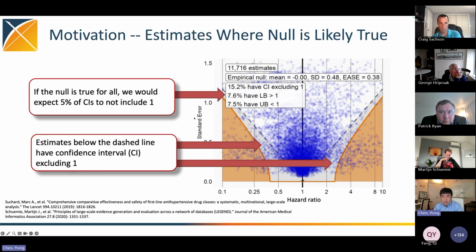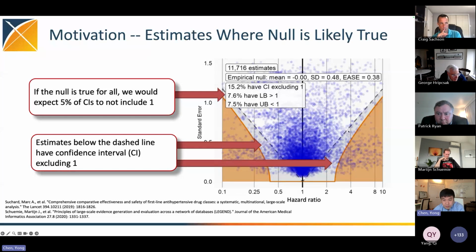As you can see here, this dashed line characterizes, for each given standard error, or the size of the study, the possible range of estimates that do not exclude 1. In this case, we actually have about 7.5% of the estimates on either the left-hand side of the dashed line or the right-hand side of the dashed line.